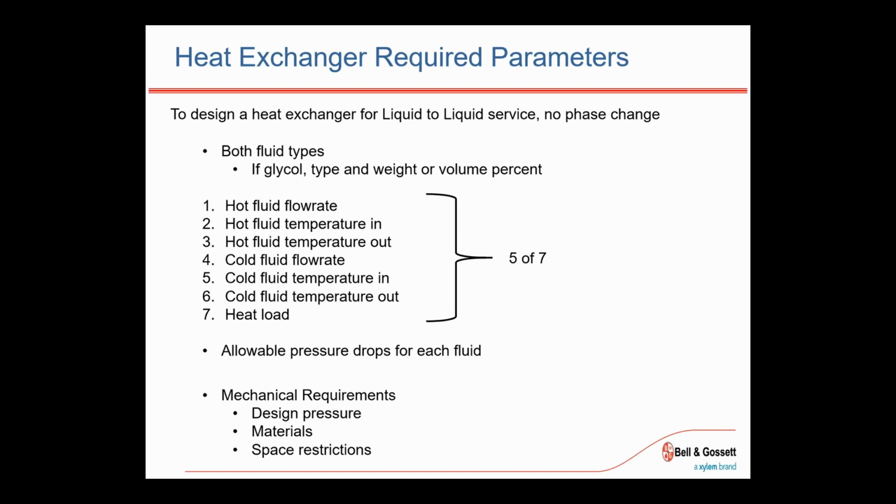So if we have the flow rate on one side, and then the inlet and outlet on both sides, then we know the load is X on this side. The load has to be the same on the other side, so we can figure out the flow rate. Also, the allowable pressure drop, materials, space restrictions. So there are certain considerations that we need to make.